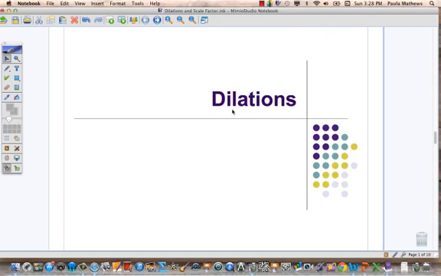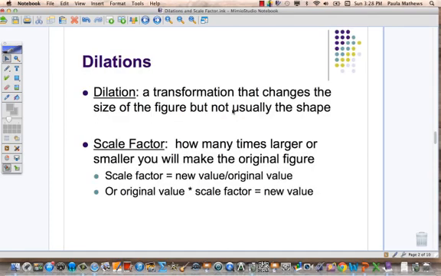Hello, today we're going to be looking at dilations. A dilation is a type of transformation that changes the size of the figure but not usually the shape. So remember, we've looked at similar figures. And so that's what a dilation does, it makes an image larger or smaller. So we're creating similar shapes.